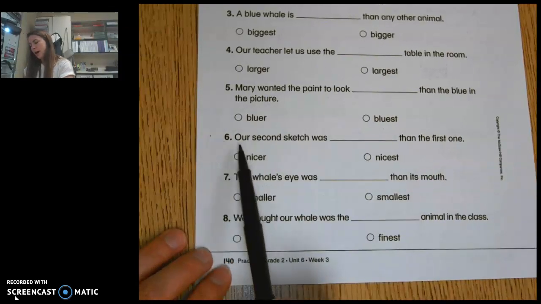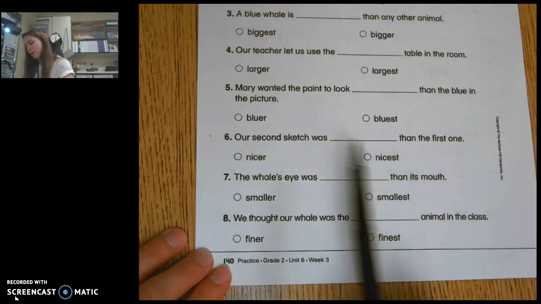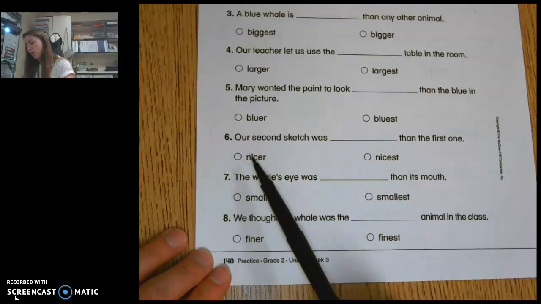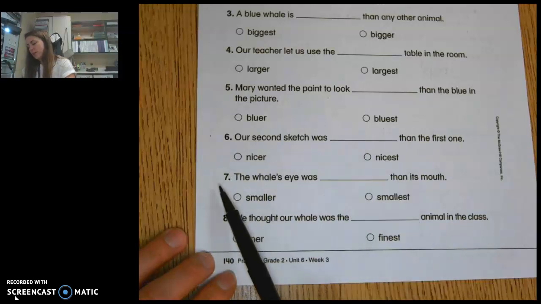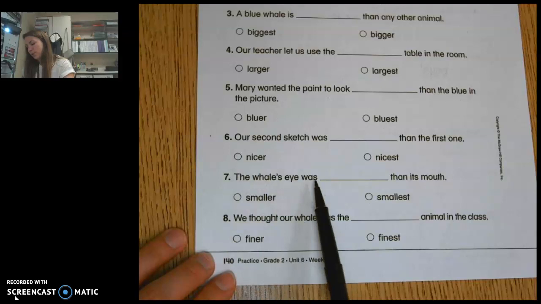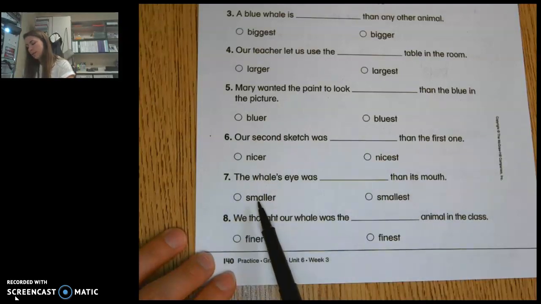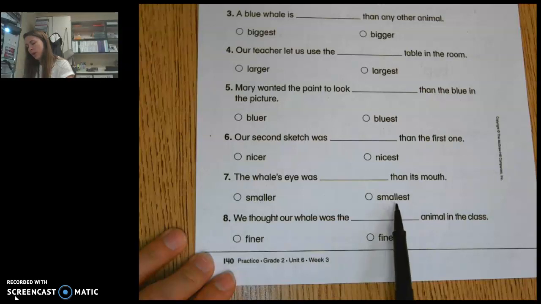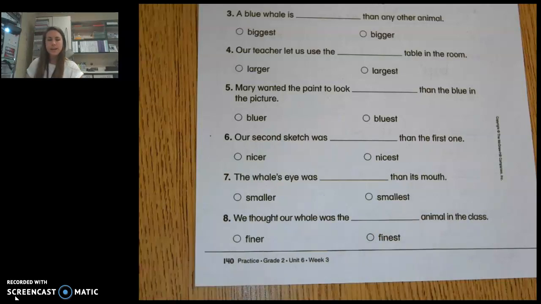Number 6, our second sketch was blank than the first one. Our second sketch was nicer, or our second sketch was nicest. Number 7, the whale's eye was blank than its mouth. The whale's eye was smaller than its mouth, or the whale's eye was smallest than its mouth. Number 8, we thought our whale was the blank animal in the class. We have finer and finest.